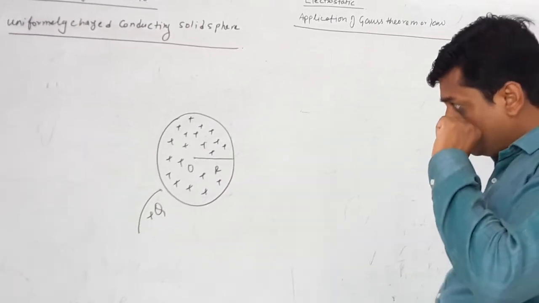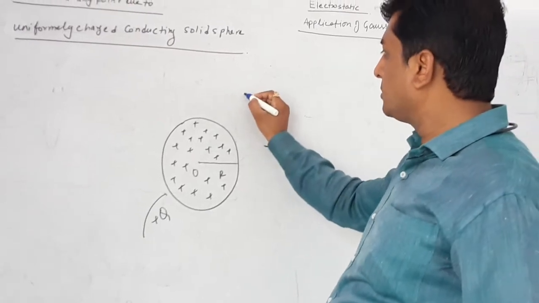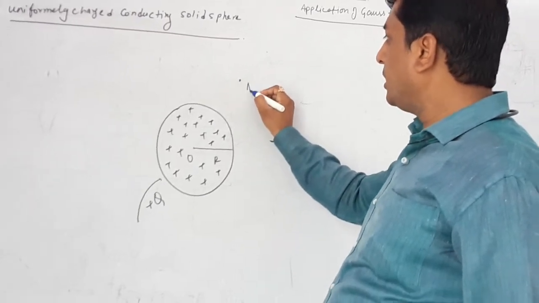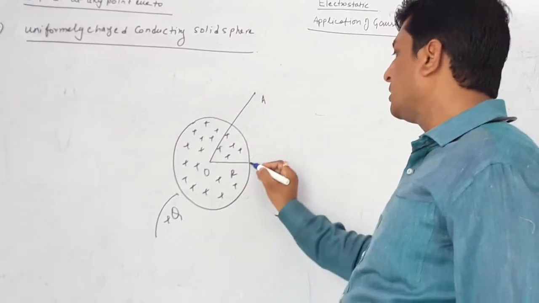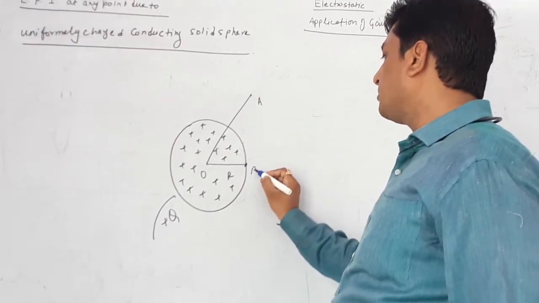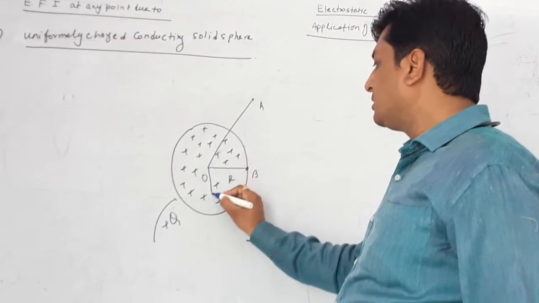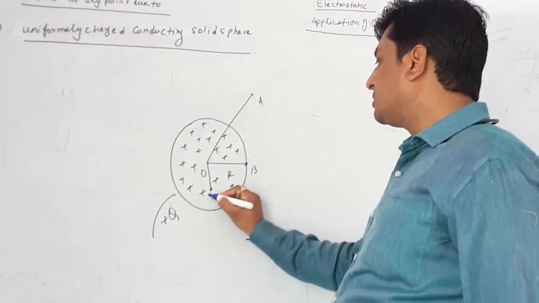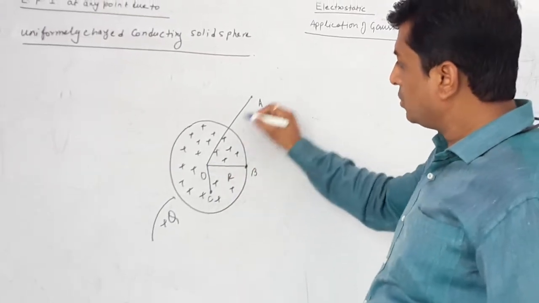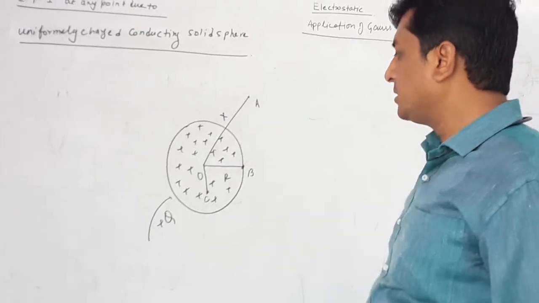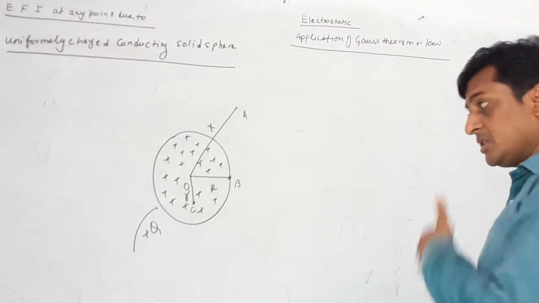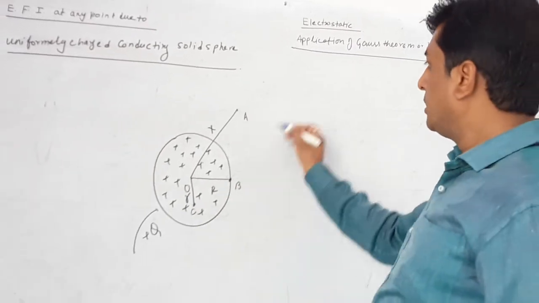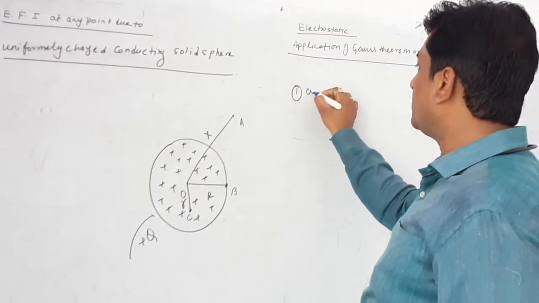We want to measure electrical intensity at 3 points. One point A is outside, at this point we want to measure. At this point we want to measure B, and somewhere inside at point C we want to measure. Let O to A distance is x, O to C distance is smaller. So now let's start one by one. Number first, at C.